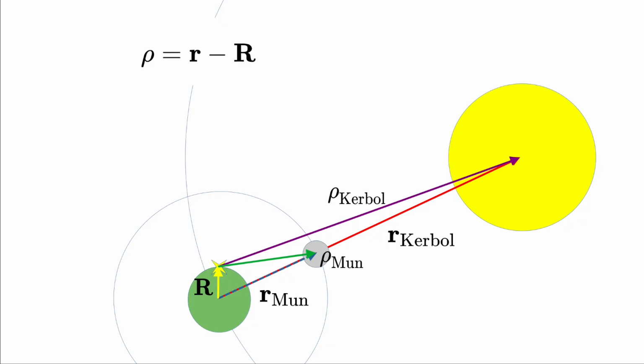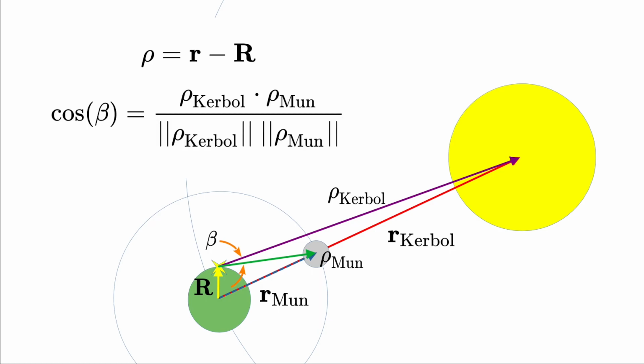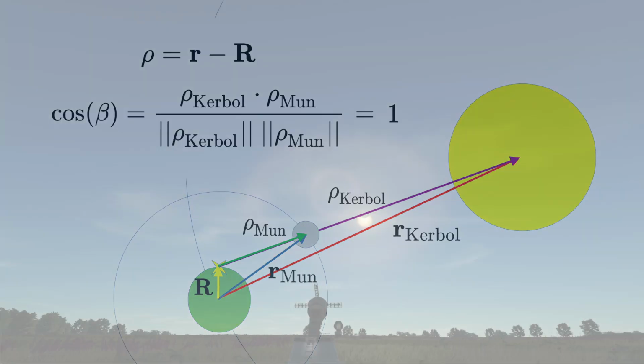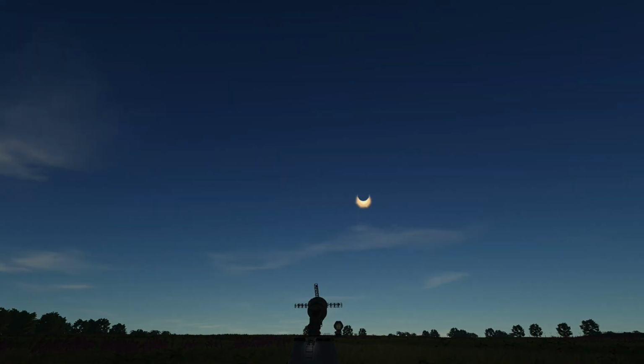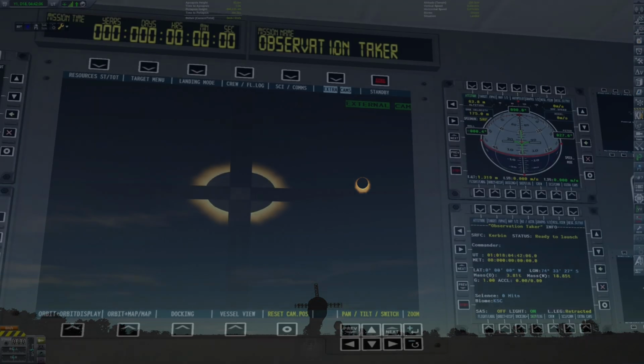Rho Moon and Rho Kerbal differ by an angle beta, which can be computed using a rearrangement of the definition of the dot product between these vectors. With knowledge of the positions of the Moon and Kerbal for any time, it's easy to find a time at which beta is equal to 0, or cosine beta is equal to 1. So we'll take our validation observations at the times when Rho Moon and Rho Kerbal are in agreement.